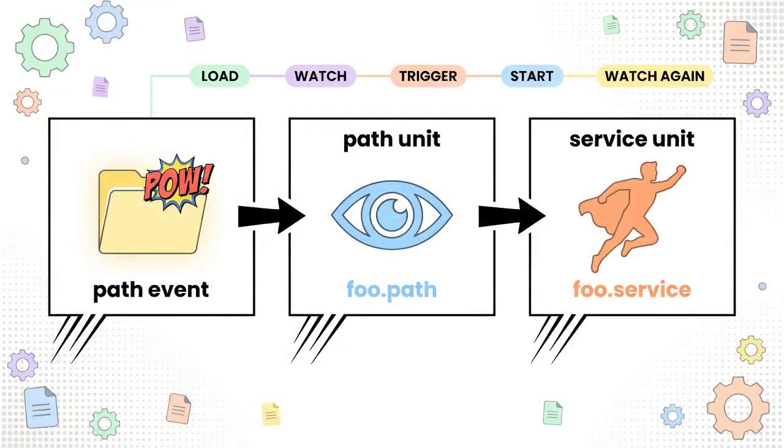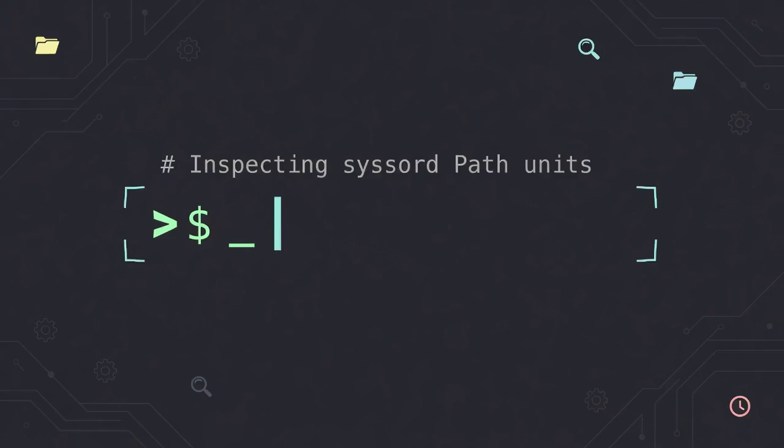Here's the full lifecycle. Systemd loads the path unit, registers inotify watches on every configured path, then waits. The moment a matching inotify event lands, after a small stabilization delay, systemd triggers the path unit, which starts the matching service unit, then settles back into watch mode, ready for the next event. It's a tight loop. Path event flows into the path unit, the path unit hands off to the service unit, and the service unit does the real work. Systemd's path units watch files or directories and trigger actions when they change.